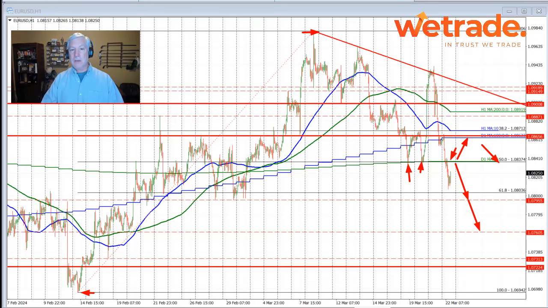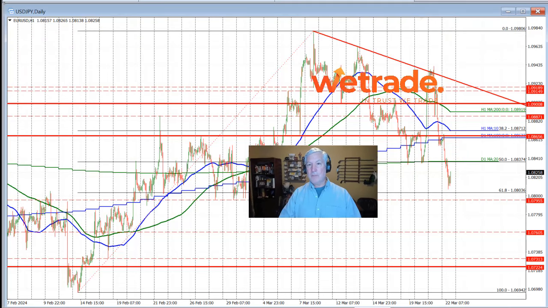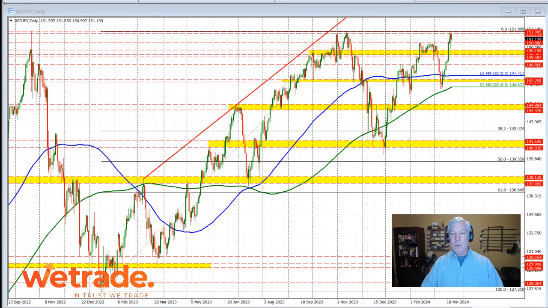Let's take a look at the dollar versus yen next, and we're going to start off by taking a look at the daily chart. Why? Because you see these highs right here. This is a 2022 high. This is a 2023 high, and this is our 2024 high. All those levels come within 10 pips of each other.